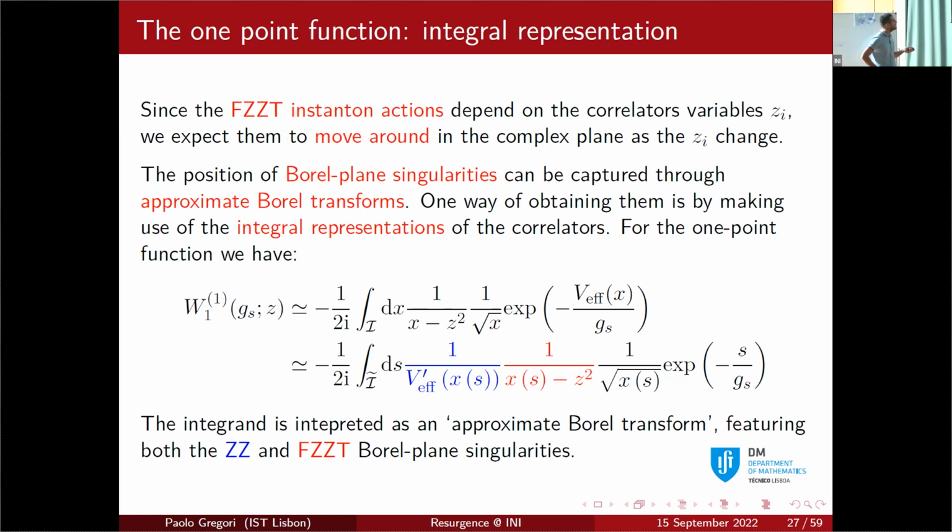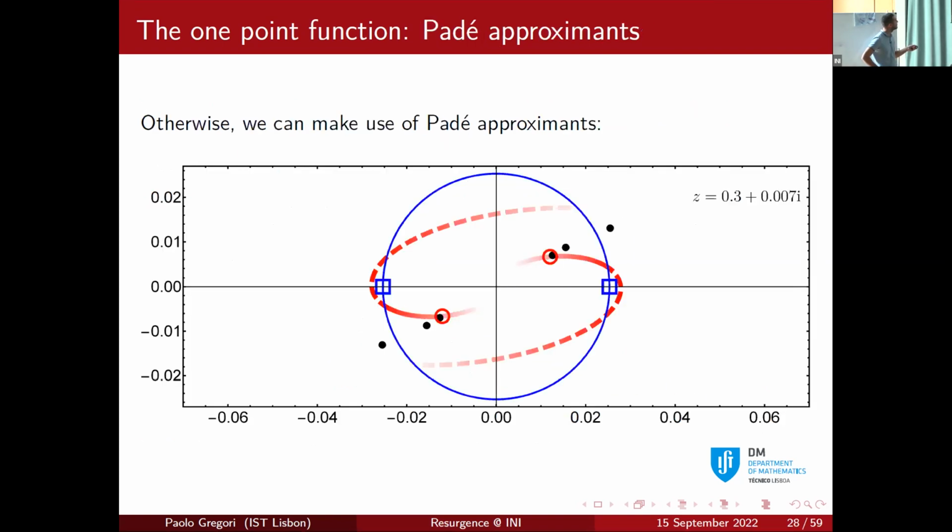But if you're not convinced by this approximation, there is another way of doing this, which is through Padé approximants. So you generate some perturbative numbers with your favorite algorithm, you Borel transform them, and then you Padé approximate this Borel transform. The singularities of the Padé approximant tend to condense close to actual singularities in the Borel plane, and this shows up in these plots that will take me a couple of minutes to explain because there's a lot of stuff going on here.